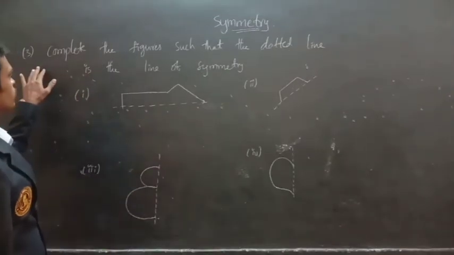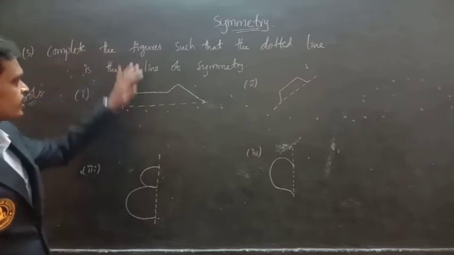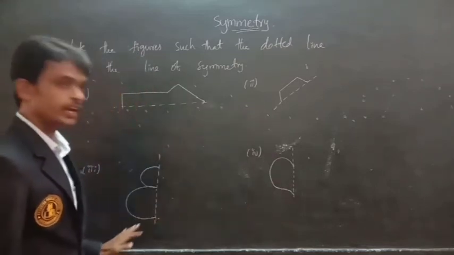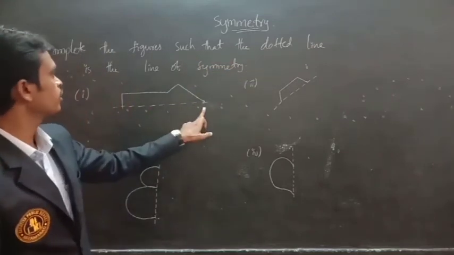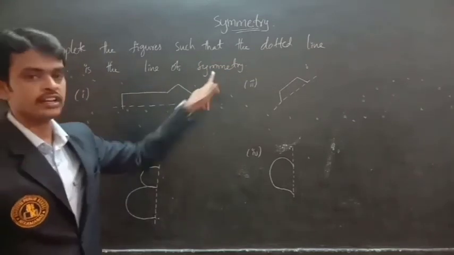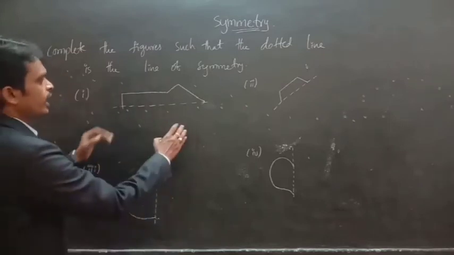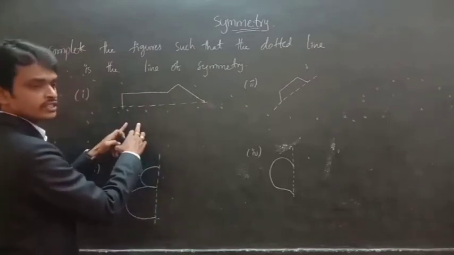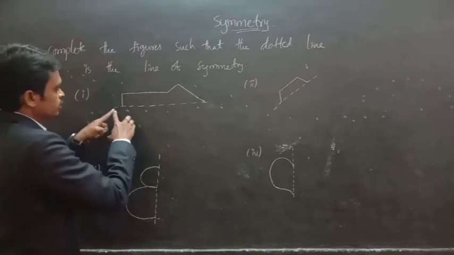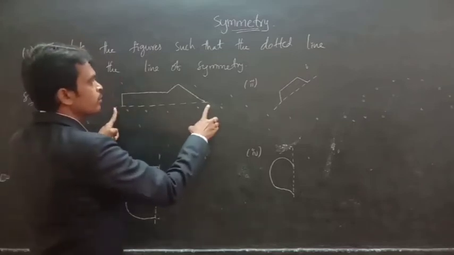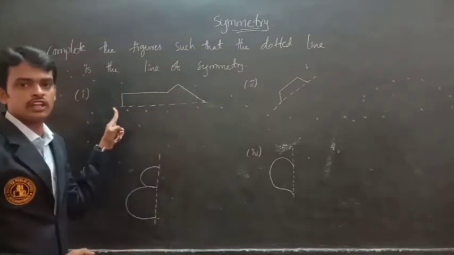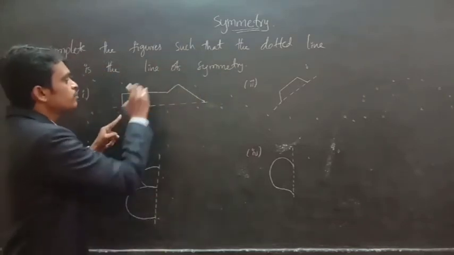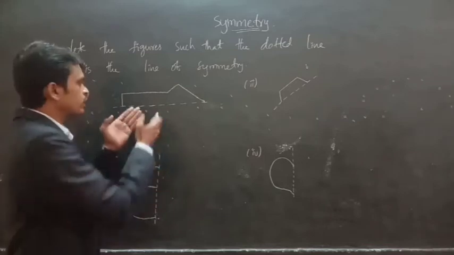Third problem, complete the figure. These figures we have to complete such that this dotted line we have to imagine is a line of symmetry. So we have to complete the figures. Nothing but we have to draw the image of this figure.